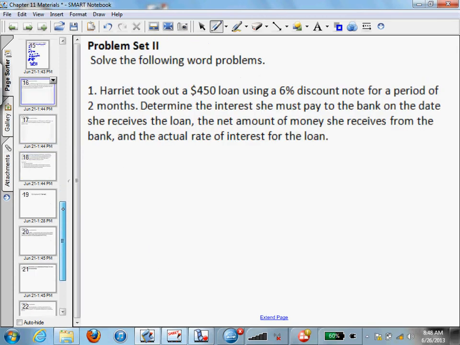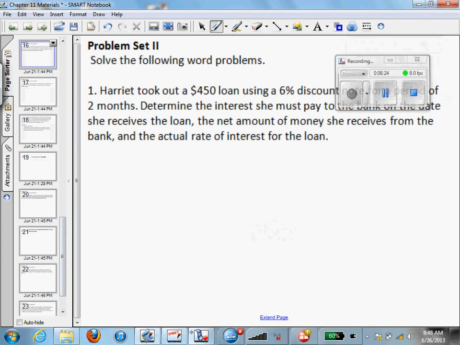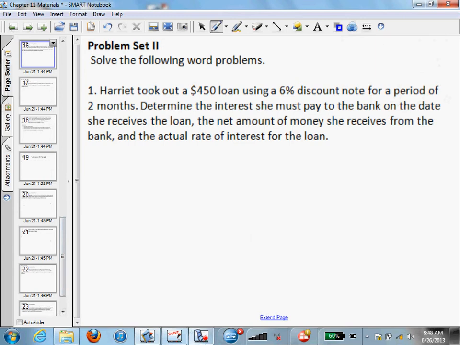Okay, if we keep moving on, looking at our time, we're doing great. So we have Harriet took out $450 in loans using a 6% discount loan for a period of 2 months. Determine the interest she must pay to the bank on the date she received the loan, the net amount of the money she received from the bank, and the actual rate of interest for the loan. So we have a lot to find.